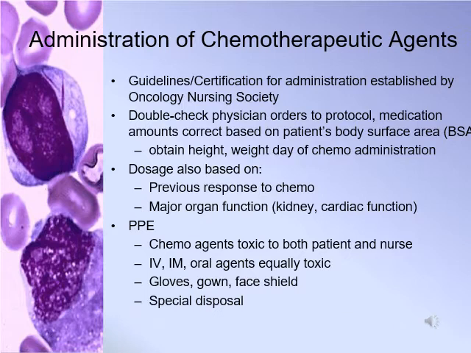So there are definite double checks on calculations and other labs and things. Again, as far as the PPE, personal protective equipment, many of the chemo agents are toxic to both the patient and the nurse. There'll be specifications as far as types of gloves, gowns, etc. that would be utilized. For sure, there will always be gloves, but some will also require gloves that are longer, that go up over the elbow, and/or gowns to be worn.